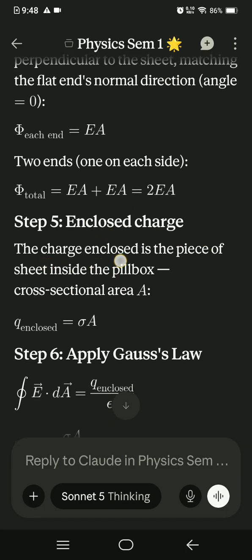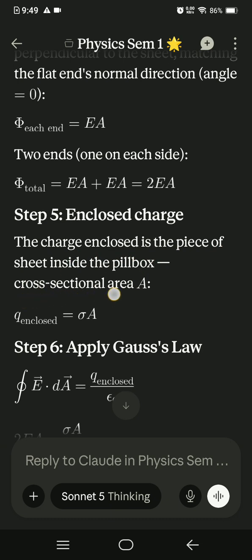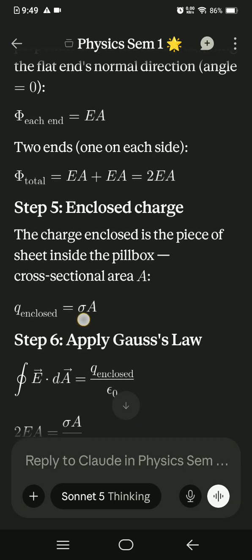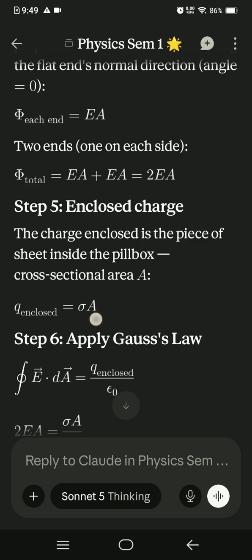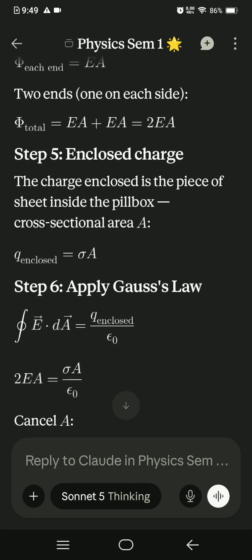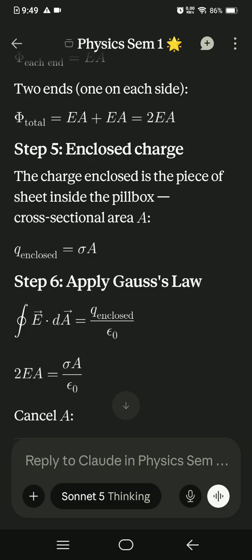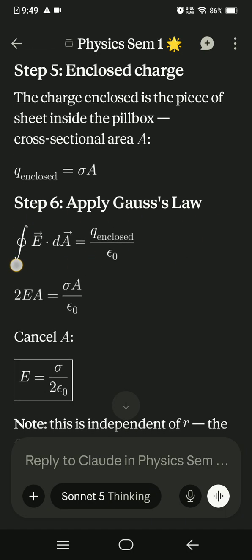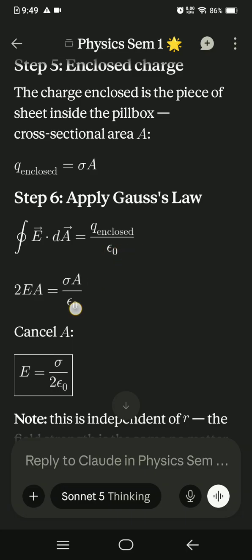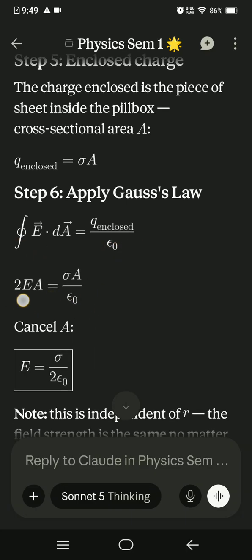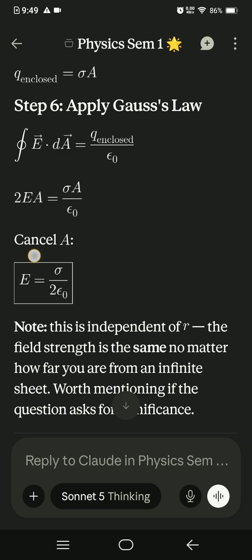Enclosed charge: the charge enclosed is the piece of sheet inside the pillbox, cross-sectional area A. So enclosed charge would be sigma, the charge density, times area. However much charge is distributed per area, and however much area we have available, that is the charge enclosed. So apply Gauss law. The closed integral of E dot dA is going to be Q enclosed upon epsilon naught. Now this Q enclosed is sigma A, and the left side turned out to be 2EA. Cancel A.